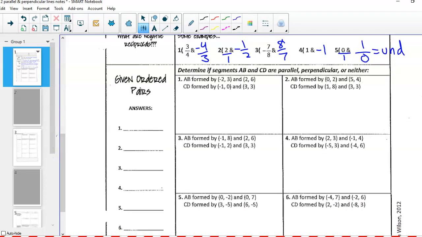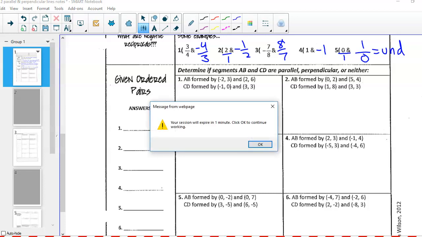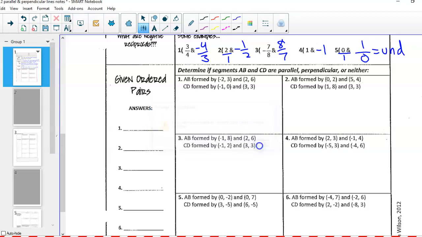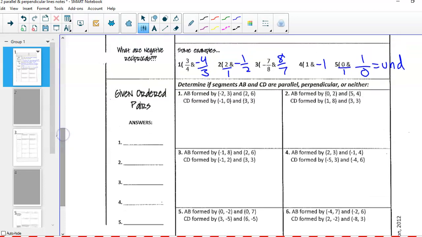Alright, so in these cases, they're giving us 2 ordered pairs from both sets of these lines. We need to determine if they're parallel, perpendicular, or neither. How do you think we do that? What do we need to know about parallel and perpendicular lines, Jack? Find the slope. We need to find the slope. So we can't tell if they're parallel or perpendicular if we don't know the slope. How do we find slope again?